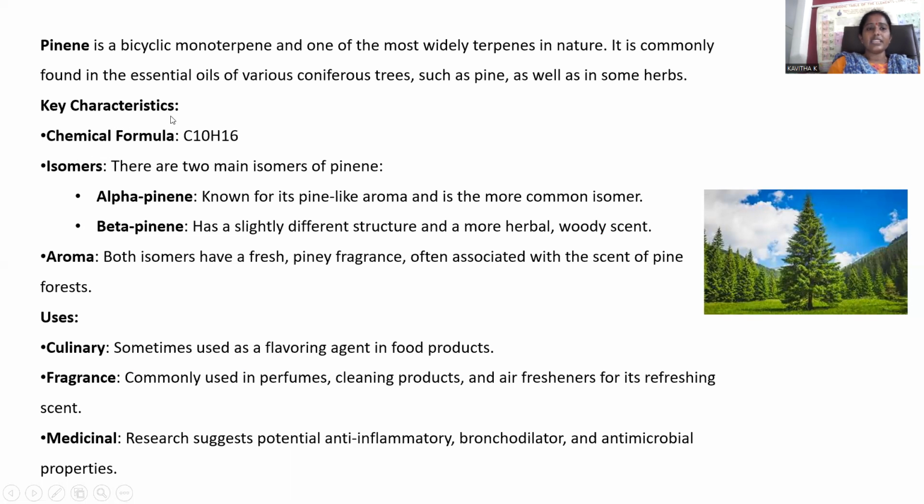The key characteristic chemical formula is C10H16. Two isomers are available, alpha pinene and beta pinene. These two are said to be isomers of pinene. Alpha pinene is known for its pine-like aroma, and it is the most commonly available isomer of this pinene terpene. Beta pinene has a slightly different structure and a more herbal, woody scent. So it is a woody perfume. So this is beta pinene.